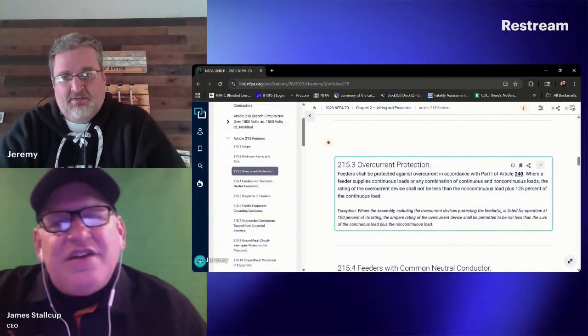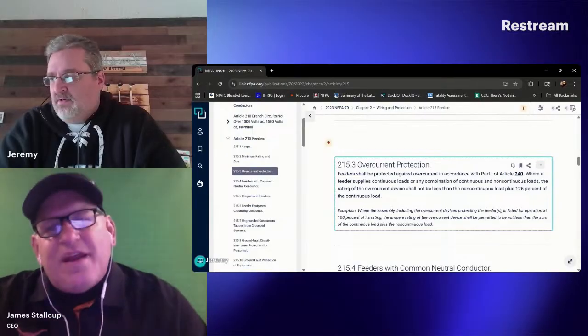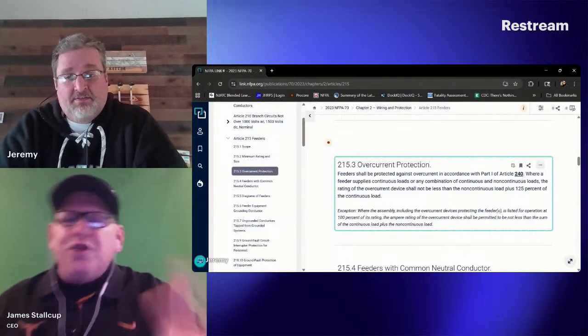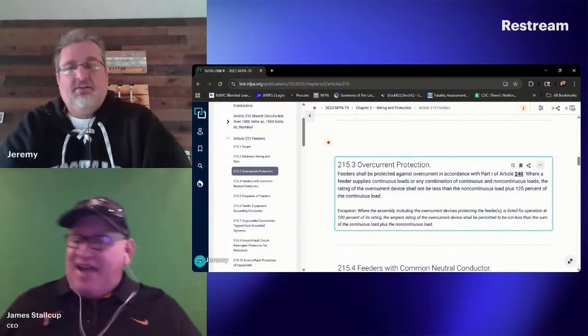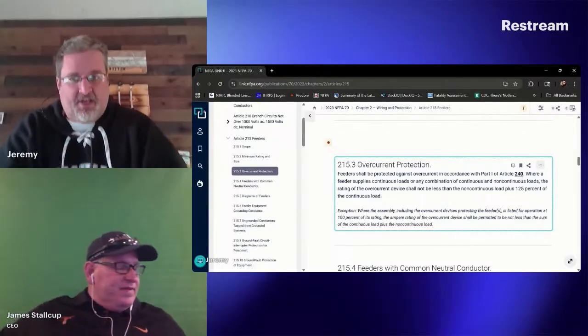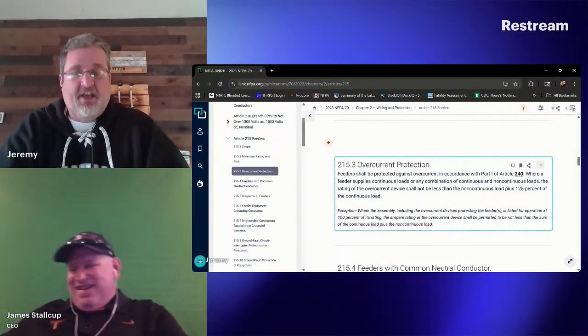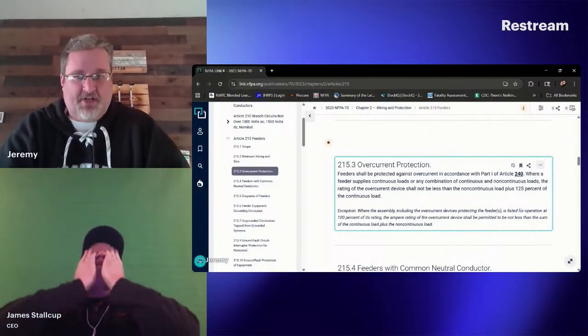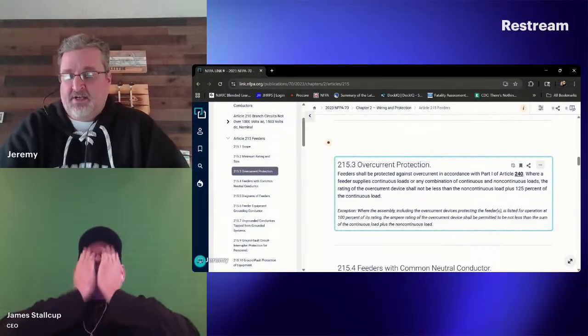How do you think you got a load in order to determine how you're going to size your overcurrent device? That's the stupidest thing I've ever heard you say, and that's saying something. My God, 215.3 tells you literally how to size the overcurrent device. It says the overcurrent device shall not be less than 125% of the continuous load plus the non-continuous. Does it not say that?